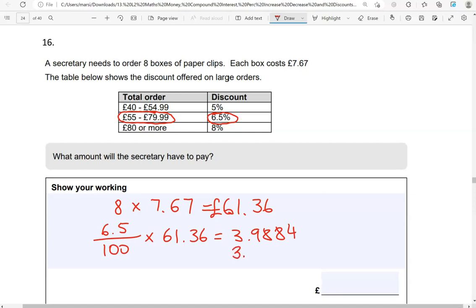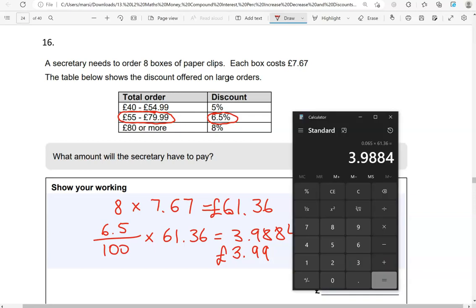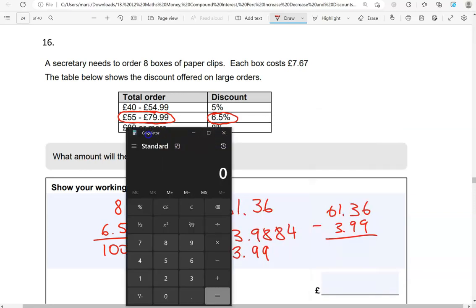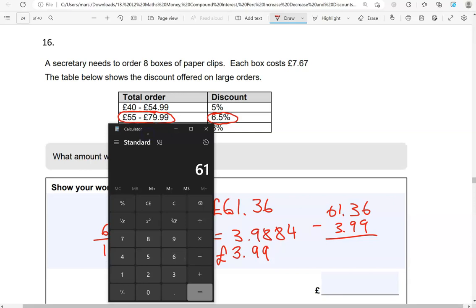So that is a 3.99 discount, £3.99. So if we do 61.36, take away 3.99, should give us the amount to pay. Which is £57.37.